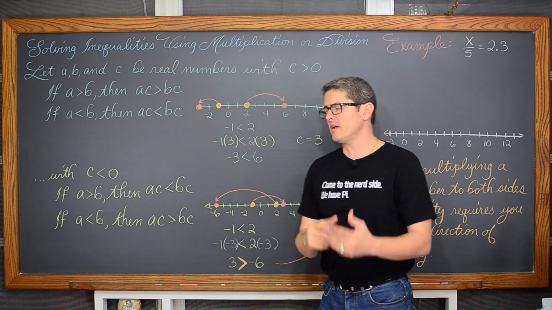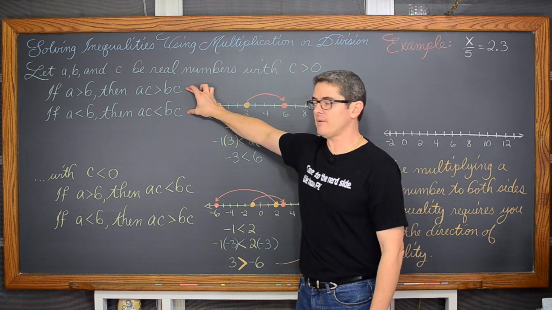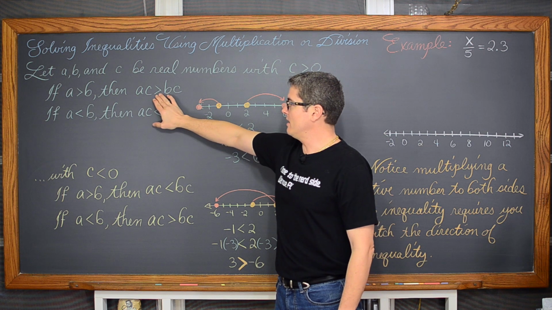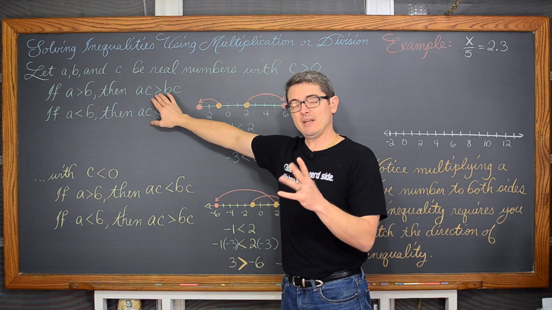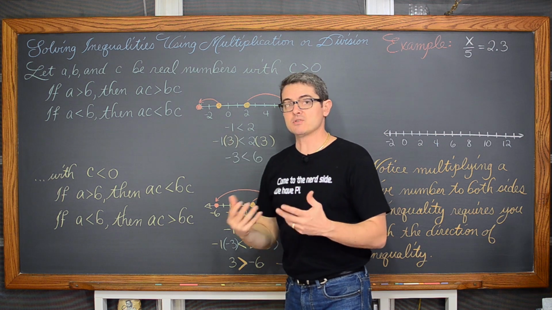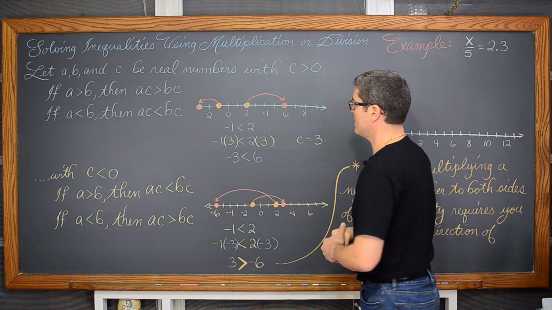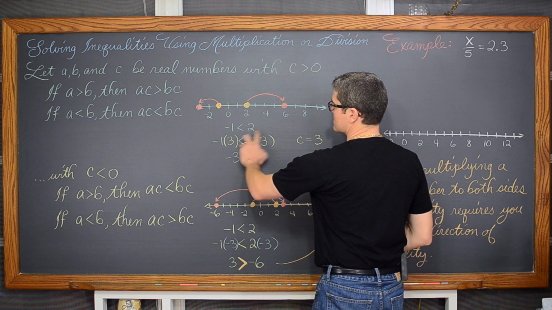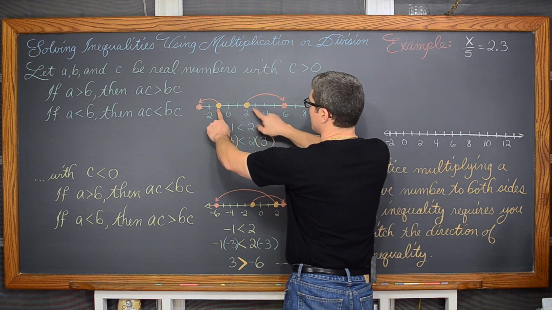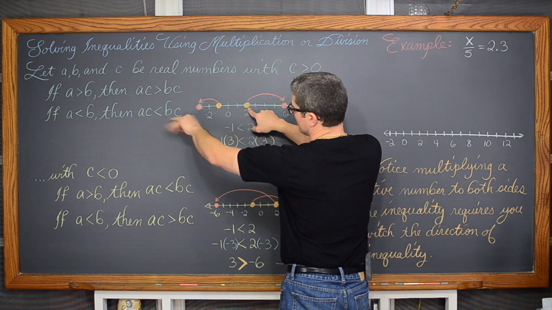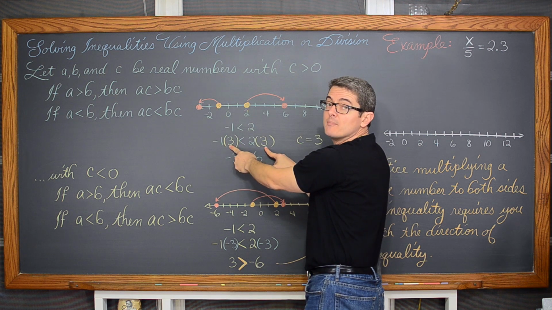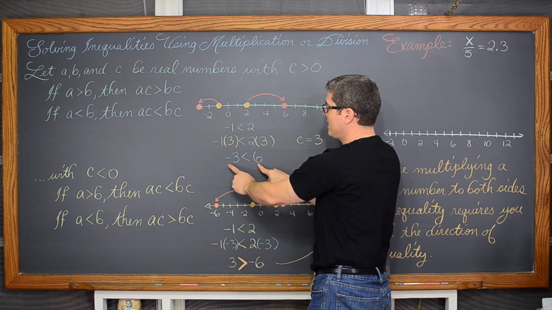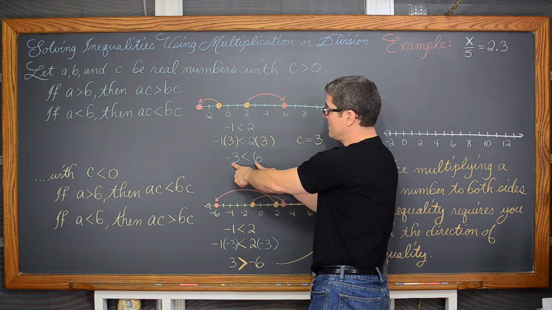So when we multiply both sides of our inequality by a positive value, the direction of that inequality relationship is going to stay the same. It's just going to become more extreme. So when we're looking at -1 is less than 2, here's -1 and here's +2, smaller on the left, bigger on the right. We multiply both of those values, by way of example. We're going to let C equal 3, and we get -3 less than 6.